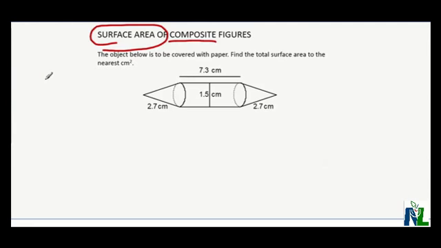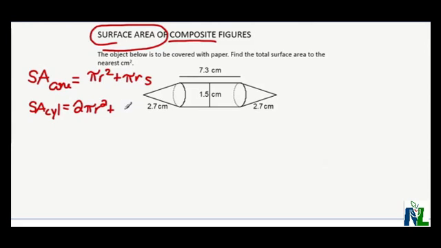Now you will be given your formulas on any piece of evaluation. So remember that the surface area for a cone is pi r squared plus pi rs, and the surface area for a cylinder is 2 pi r squared plus 2 pi rh. So it's up to you to know what each piece of this formula represents.